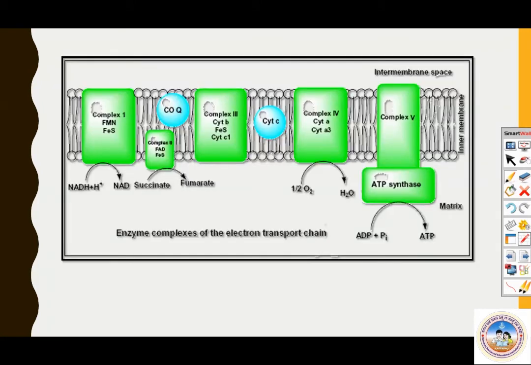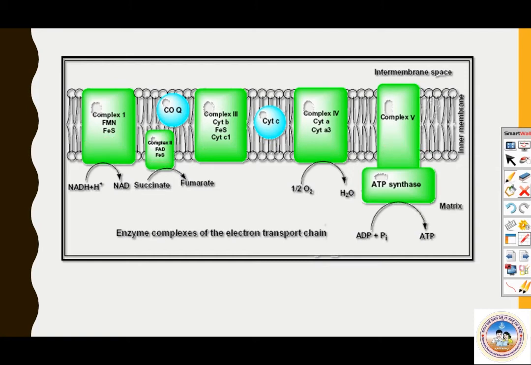Okay. Look here, where you have complex 1, complex 2, complex 3, complex 4 and complex 5. So complex 5 is the last one. Am I clear to you? So this is how your chain usually happens. Am I clear to you?